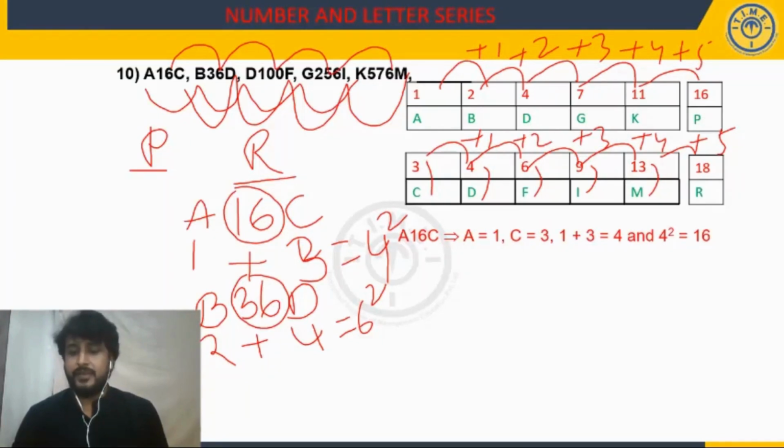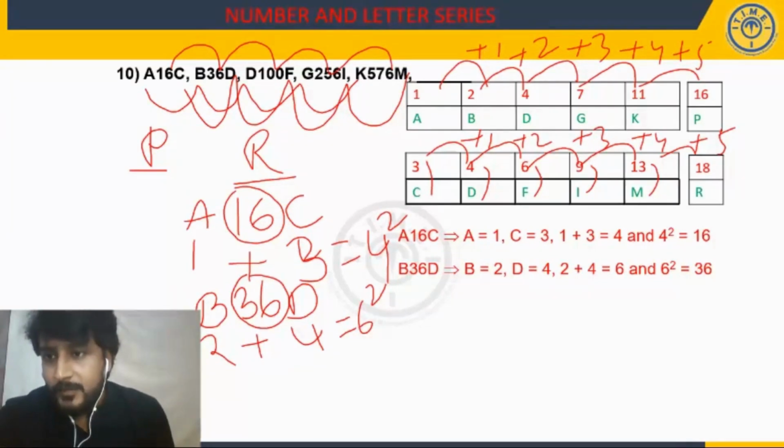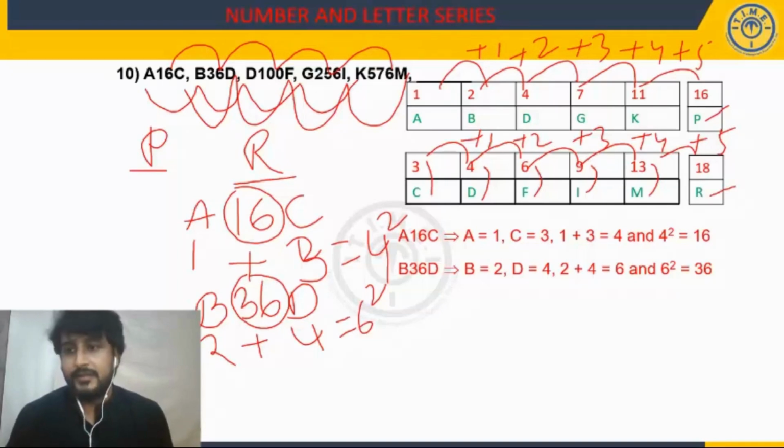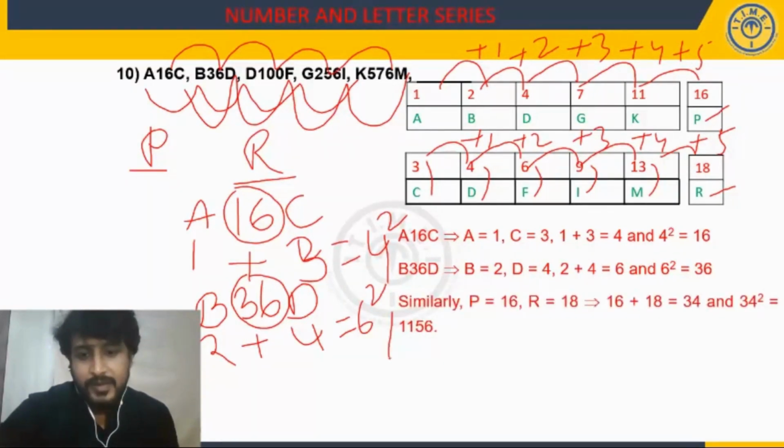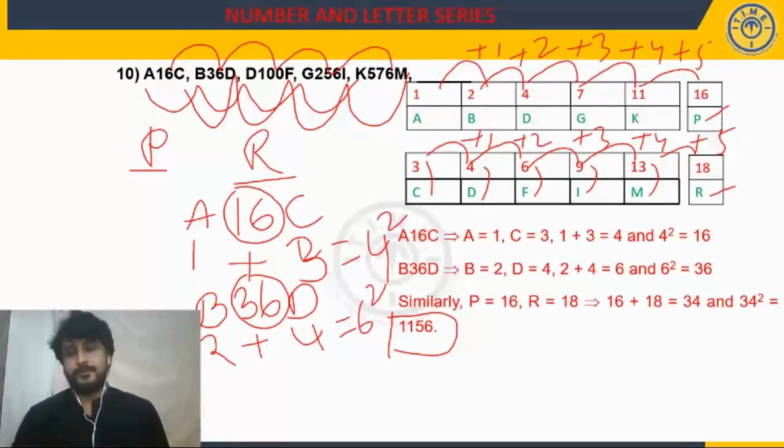A16C: A is place value 1, C is place value 3, so 1 plus 3 is 4 and 4 square is 16. Similarly, B36D: B is place value 2, D is place value 4, so 2 plus 4 is 6 and 6 square is 36. Now what is required for us? P's place value is 16 and R's place value is 18. So the sum of 16 plus 18 is how much? 34. And we require 34 square. What is 34 square? 1156.